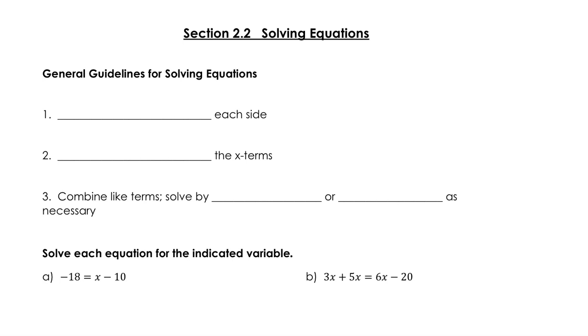Section 2.2 is just over solving equations, so like solving for the missing variable. Once again, you guys should feel pretty good about this because you've been doing it for a while. So it's just kind of like one of those formality lessons we need to do before we move on to more advanced stuff. And so we're just going to kind of talk through how to solve equations.